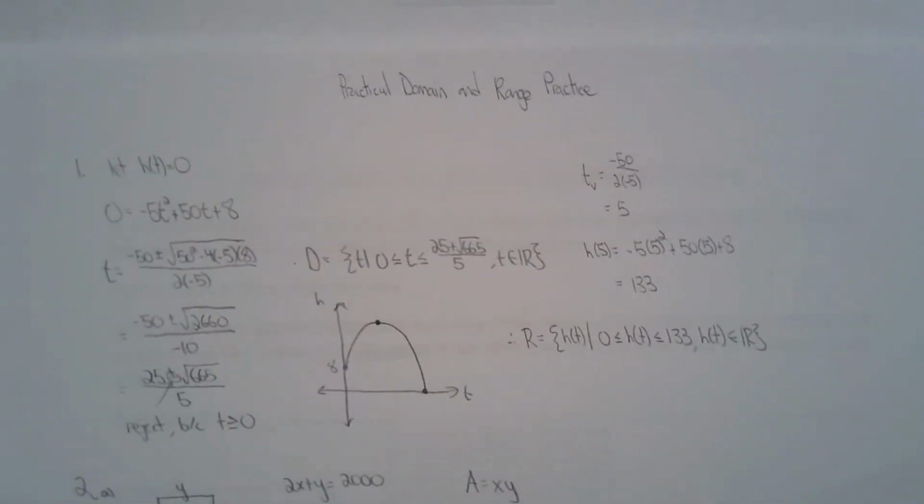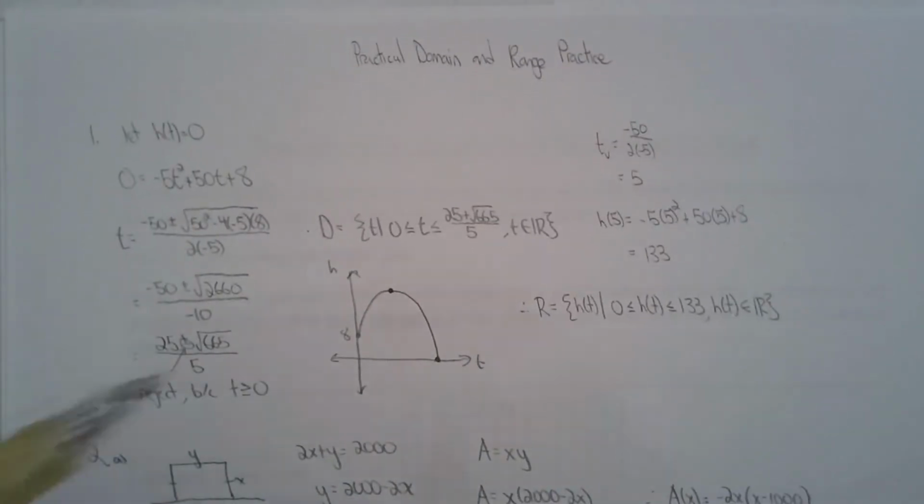Okay, so the first question, you have height of a ball, so you want to find out when it hits the ground to find out your practical domain, and you want to find out the max height to solve for the practical range. Okay, and if you want, you can draw a diagram for yourself of your parabola, or the part of the parabola that you're interested in.